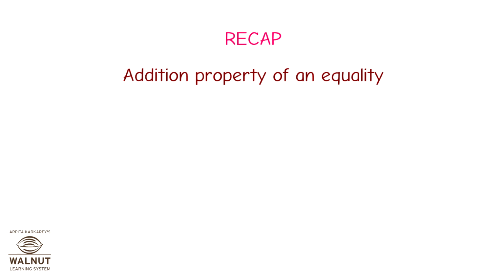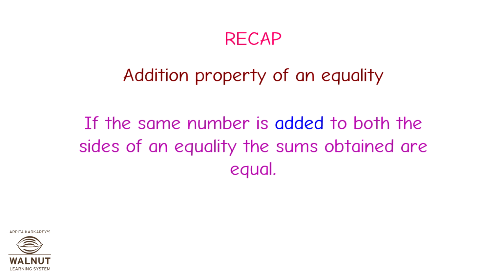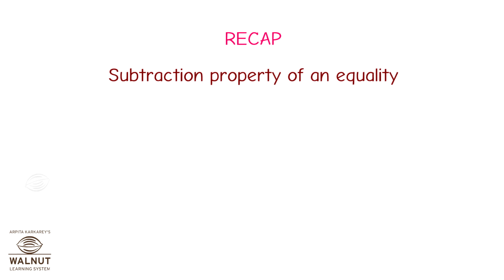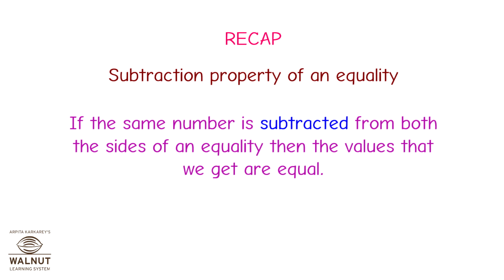Recap. Addition property of an equality. If the same number is added to both the sides of an equality, the sums obtained are equal. So, if A is equal to B, then A plus C is equal to B plus C. Subtraction property of an equality. If the same number is subtracted from both the sides of an equality, then the values that we get are equal. So, if A is equal to B, then A minus C is equal to B minus C.